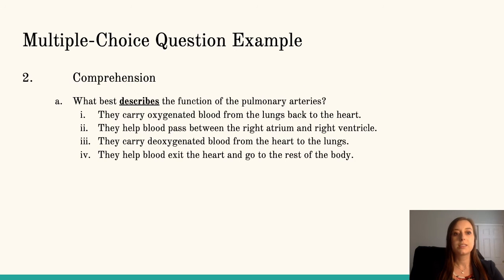Okay, next, comprehension. This gets a little more difficult. What best describes the function of the pulmonary arteries? Do they carry oxygenated blood from the lungs back to the heart? Do they help blood pass between the right atrium and right ventricle? Do they carry deoxygenated blood from the heart to the lungs? Do they help blood exit the heart and go to the rest of the body? So what do the pulmonary arteries do? Now you have to understand them.